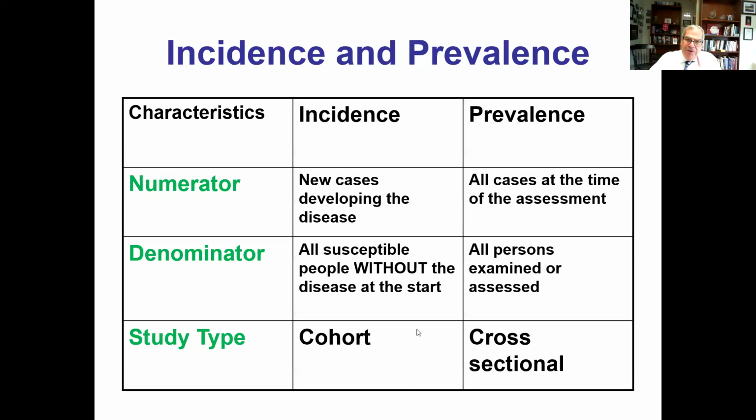Now, if I want to do incidence, I'm going to need to do a cohort study, people I can follow so that I have the date that they developed the disease. Prevalence, I can do a cross-sectional study. Just saying they got the disease, great, and then we calculate it. Certainly much easier for me to do a prevalence study than it is for me to do an incidence study.